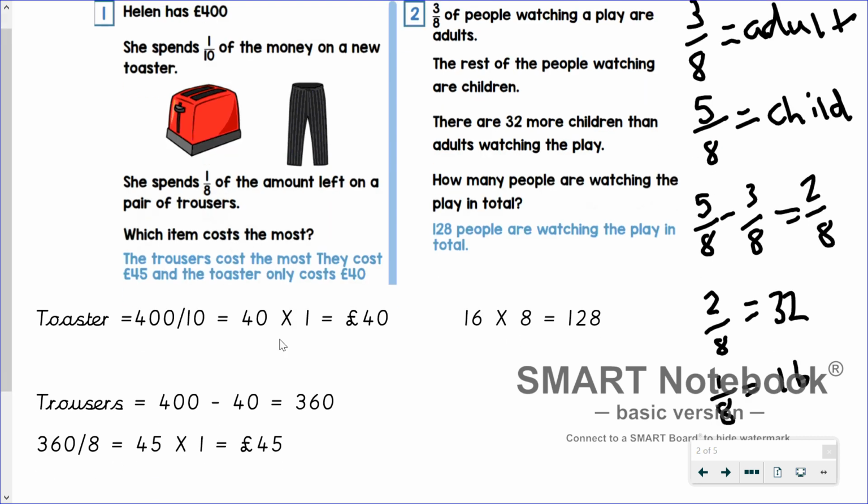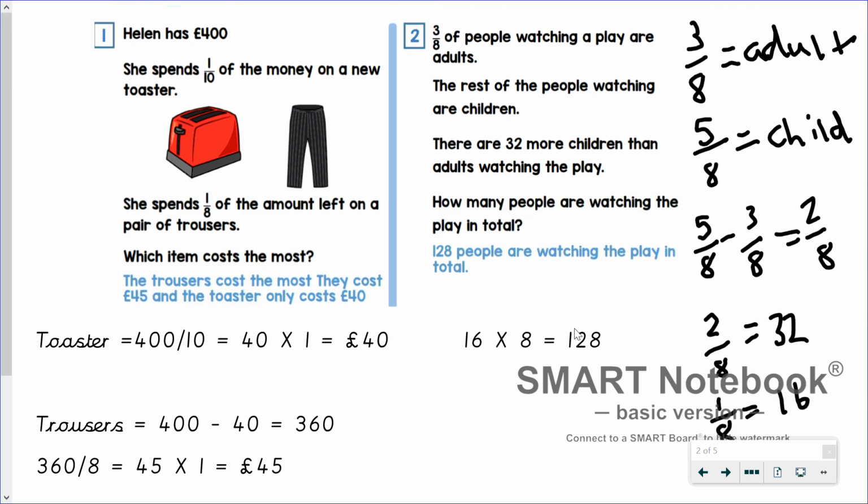So which item costs the most? The trousers, because they cost £45, as opposed to the toaster's £40.